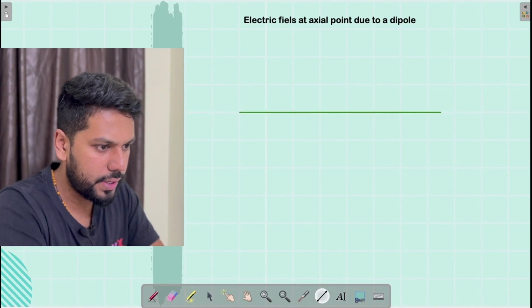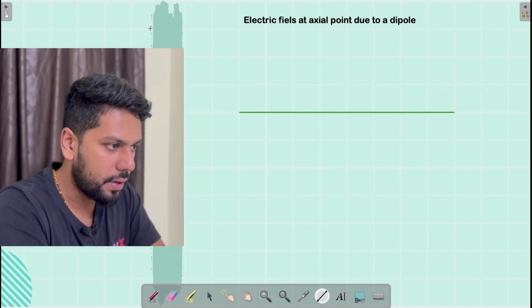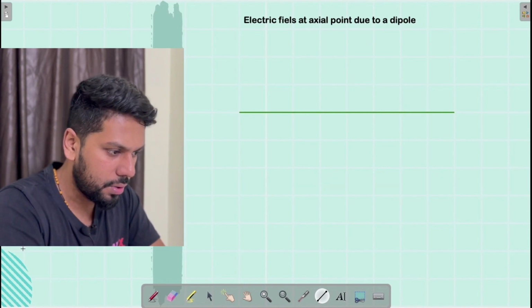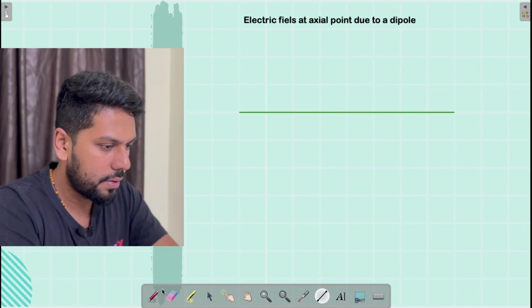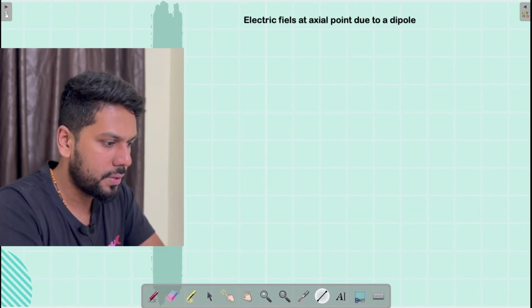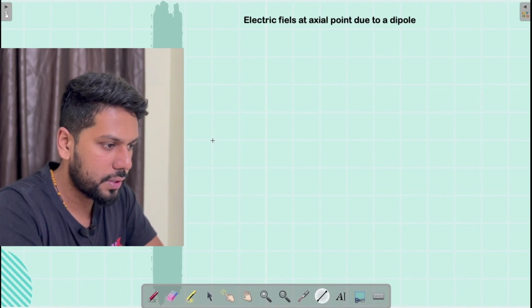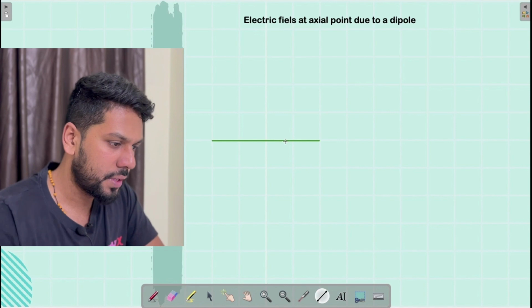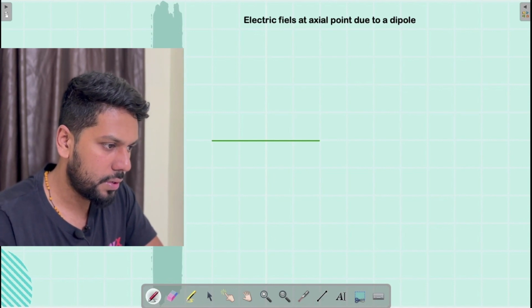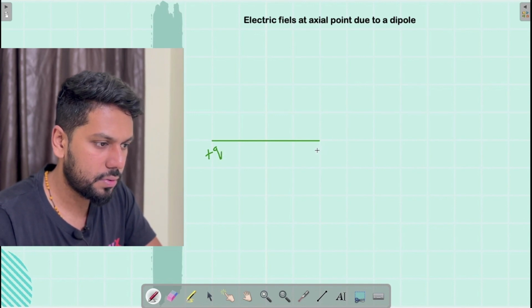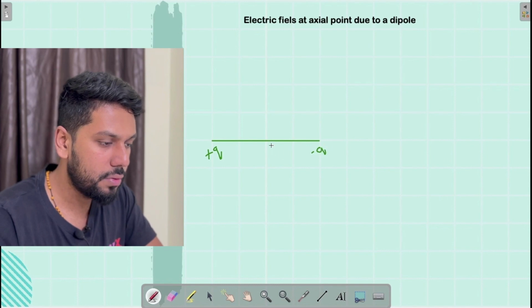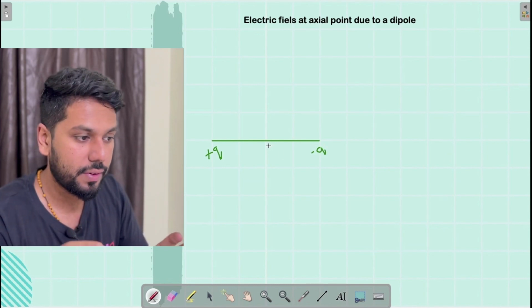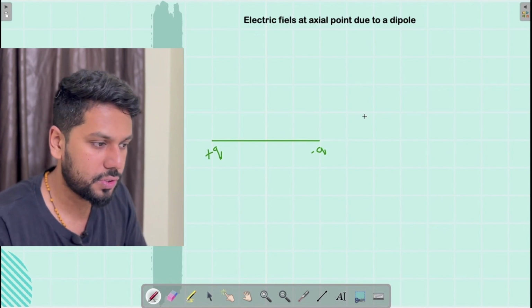This is a small dipole I have, right? Now I'm going to name this dipole, and I'll make this dipole a little smaller because I need to show the axial point, right? So I will create a dipole in this way. Now you see I have a dipole, and here I have plus q and minus q, right? And the distance I'm going to give as 2d. The distance between the two charges I'm going to give as 2d.